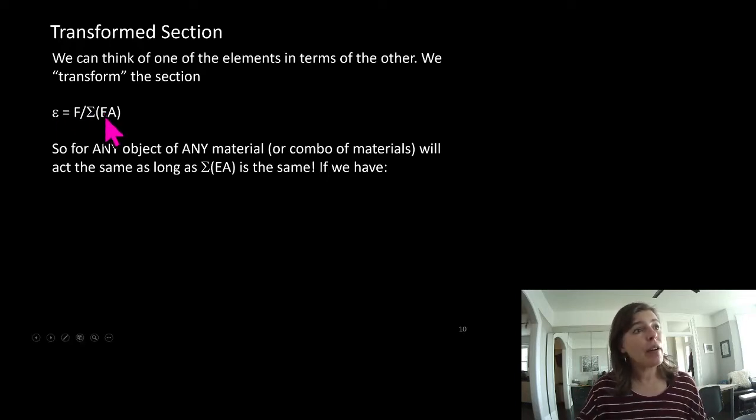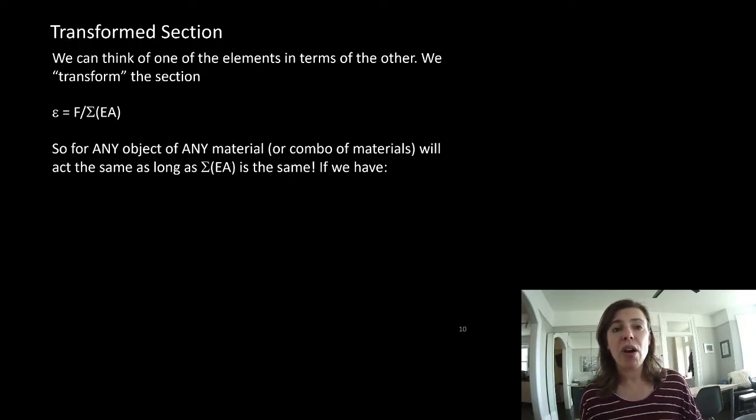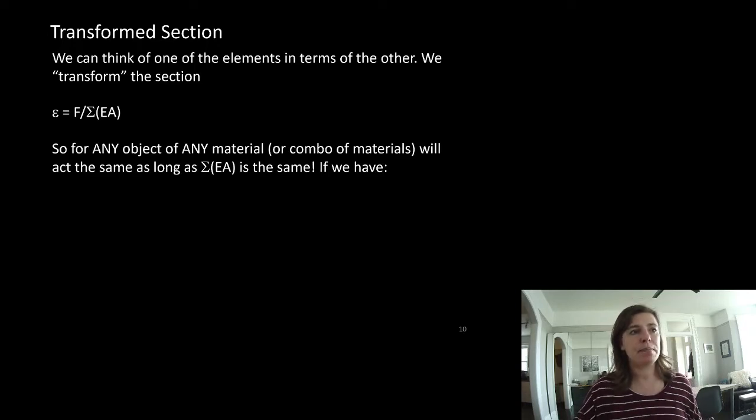It doesn't matter if we change E, as long as if we lower E, we increase A. If we increase E, we lower A. What we want to know is that this entire stiffness stays the same. So how would we do that? Well, if we had a material with a different stiffness, we could figure out what corresponding area we might need to make that an equivalent system.